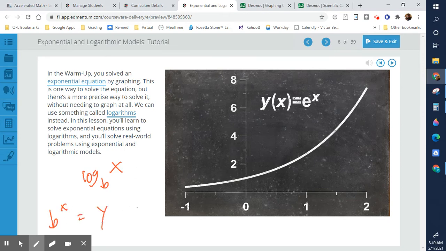What power will it take? Oh, sorry, I wrote it backwards. This is supposed to be a y. What power will it take to get to that y? This was y. So this log represents the power it takes to get to this y right here.